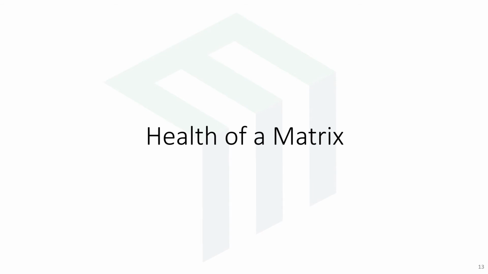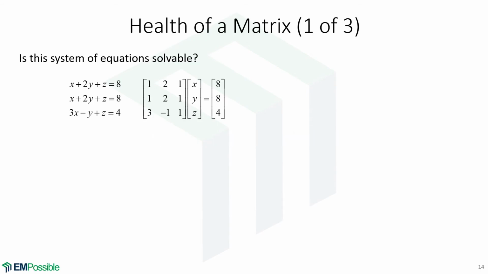Health of a matrix. I think the health of a matrix is best done by examples. So I'm throwing out here 3 equations, 3 unknowns. I am writing both the algebraic form and the same thing in matrix form. And so I ask the question, is this system of equations solvable?